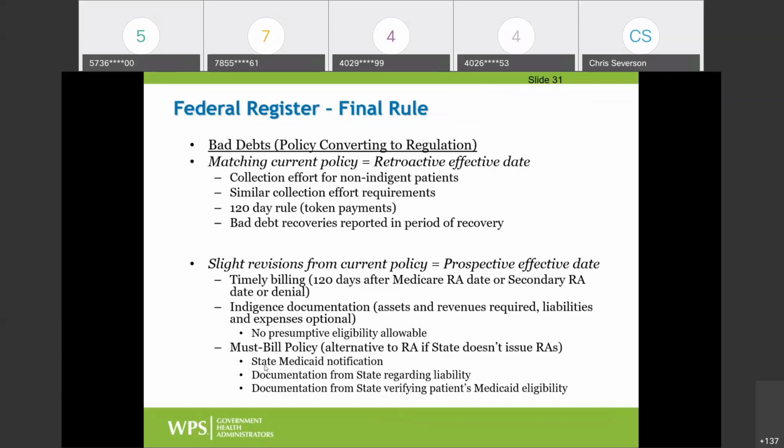By the way, it has to be all three of these. State Medicaid notification that this is the case, the documentation from the state regarding what liability they may or may not have, and documentation from the state verifying that patient's Medicaid eligibility. If you can submit those three things for states that do not otherwise issue RAs, then you can be allowed as an alternative to the must-bill policy. But for the vast majority of other provider types, the must-bill policy still stands and is now in regulation.